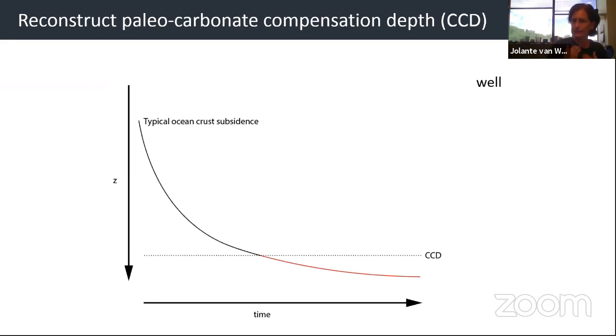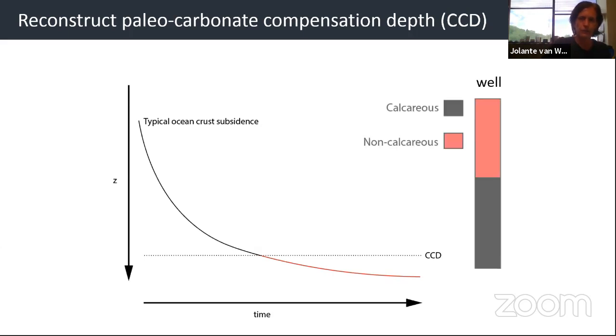Our next step is reconstructing the carbonate compensation depth of the Western Indian Ocean over time. And we do that as follows. This graph again shows a typical theoretical ocean crust subsidence curve. And as the oceanic crust is above the carbonate compensation depth, we would have deposition of calcareous sediments in our well. And when the oceanic crust dives below the CCD, we would have deposition of non-calcareous sediments in our well.